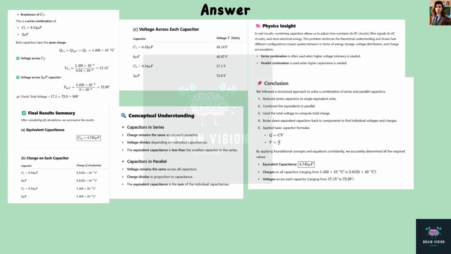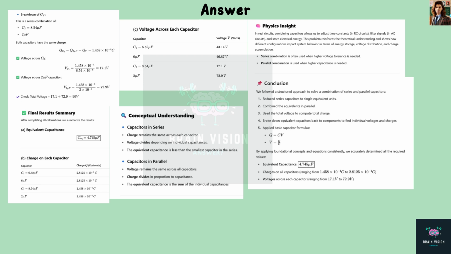Physics insight. In real circuits, combining capacitors allows us to adjust time constants in RC circuits, filter signals in AC circuits, and store electrical energy. This problem reinforces the theoretical understanding and shows how different configurations impact system behavior in terms of energy storage, voltage distribution, and charge accumulation. Series combination is often used when higher voltage tolerance is needed. Parallel combination is used when higher capacitance is needed.